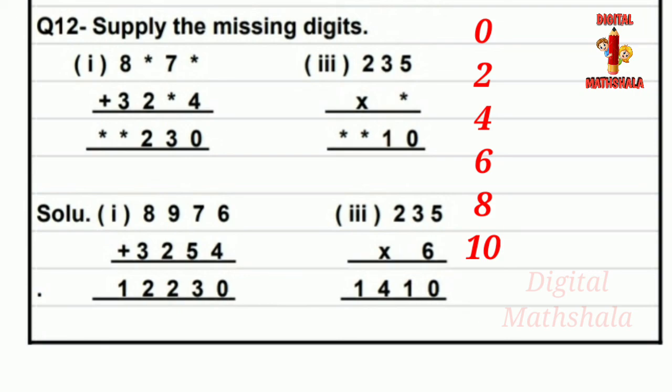Suppose 0 can come. So 0 multiplied by 5, 0 will come. 0 multiplied by 3, 0 should come, but here it is 1. So the possibility of 0 is not there. So we will cancel out 0.